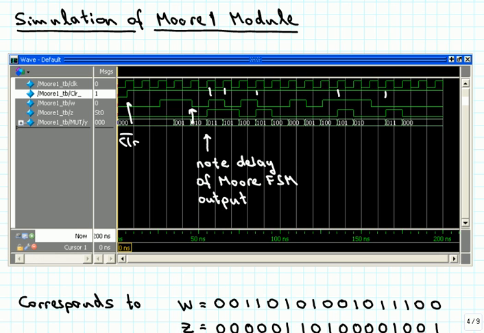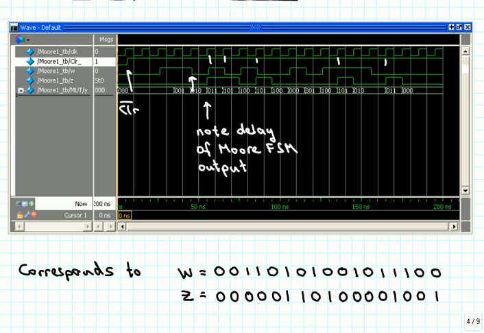So this simulation here corresponds to the pattern 001101010010 11100, and we get to see a 1 after we have seen the 110 here. Then we have an overlap here at 101. We have another 101 pattern here. We have a 101 pattern here, and we have a 110 pattern here. And we can see that there are 5 such patterns, and we get 5 1s in the Z output.